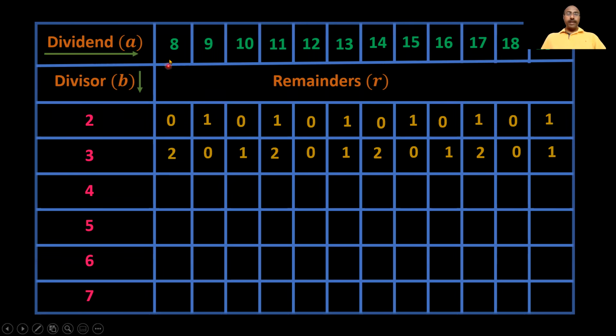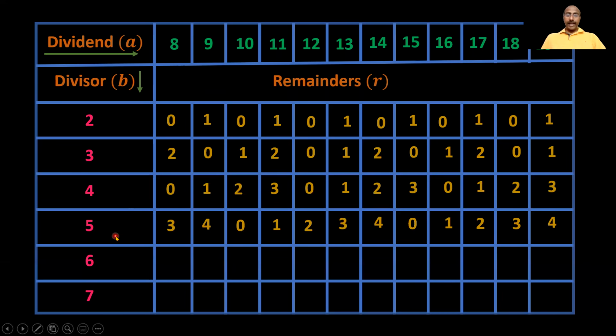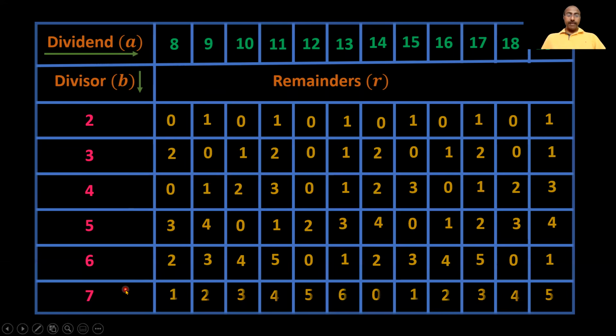And similarly, if we divide by 4, that is 4 is the divisor, then the remainders are like this: 0, 1, 2, 3, 0, 1, 2, 3, 0, 1, 2, 3. And if 5 is divisor, then the remainders are like this. And 6 is divisor, remainders are like this. The remainders are from 0 to 5. And if 7 is divisor, then the remainders are 0 to 6.